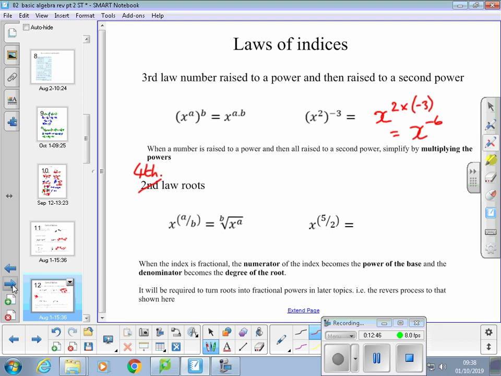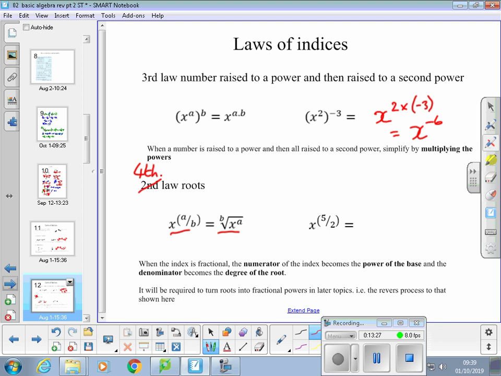Fourth law is roots. So if we've got x to the power of a divided by b, that is equal to the bth root of x to the power of a. Okay. So what we're usually interested in is being able to go from that form to that form or vice versa. In calculus, you won't be able to use the root in that form. You'll need to write it in indices form. So you'll need to go the other way.